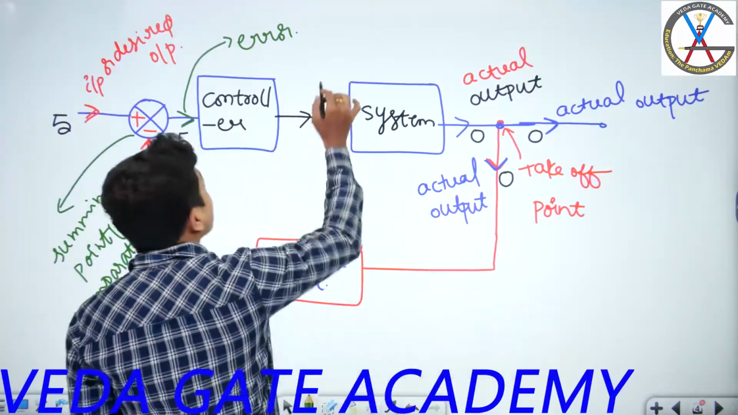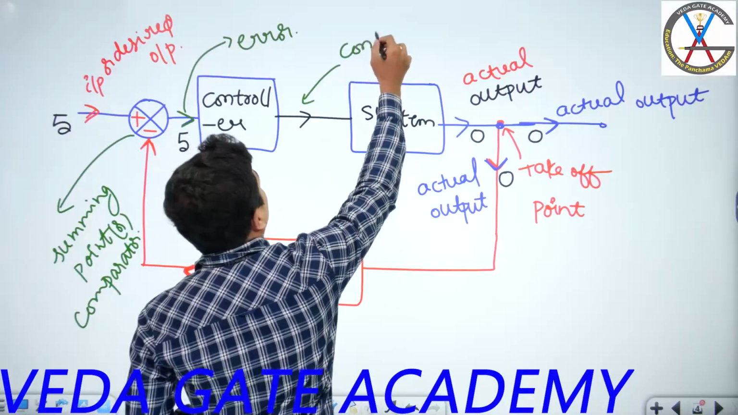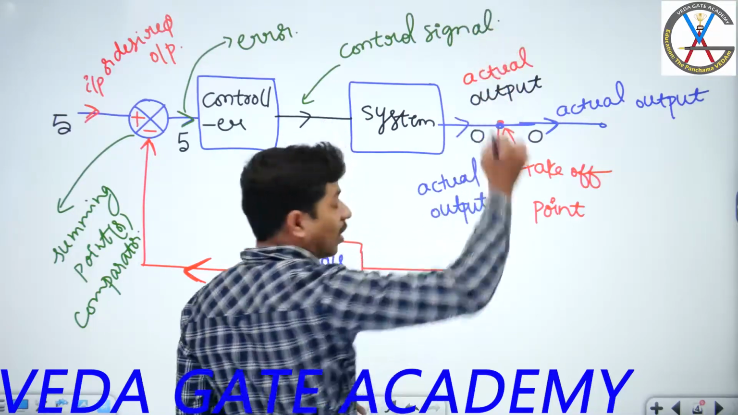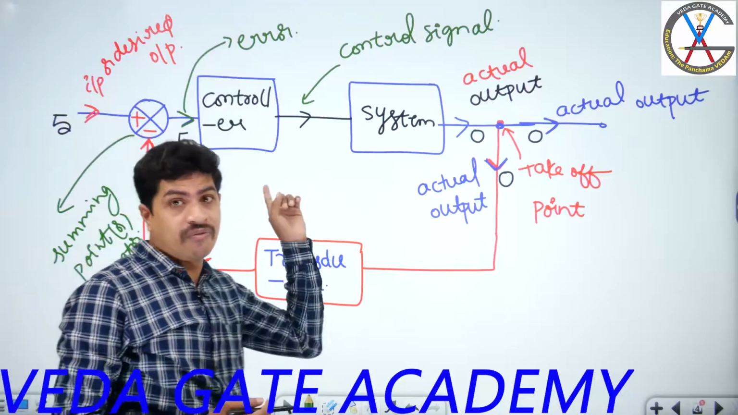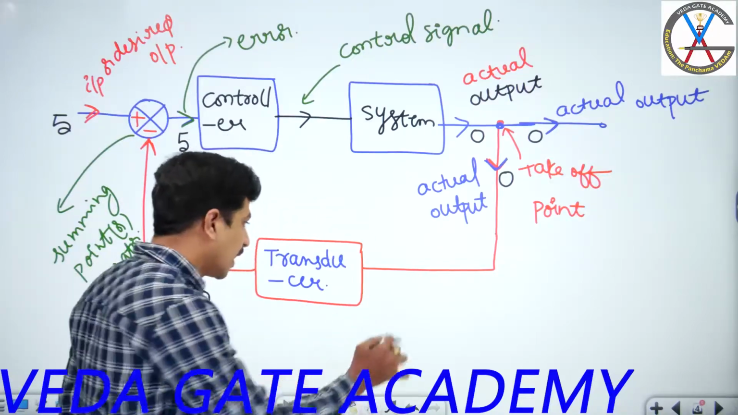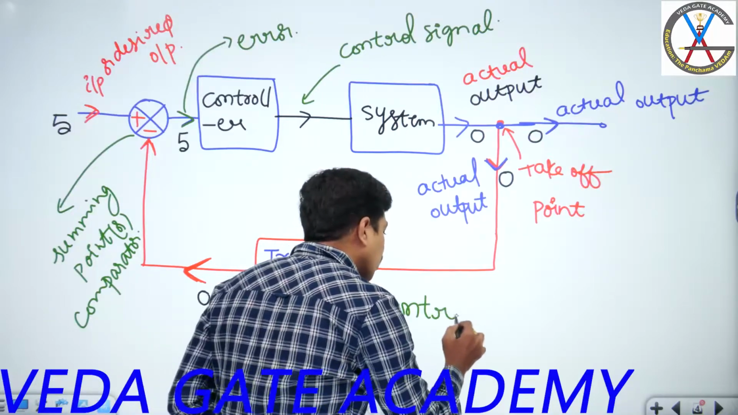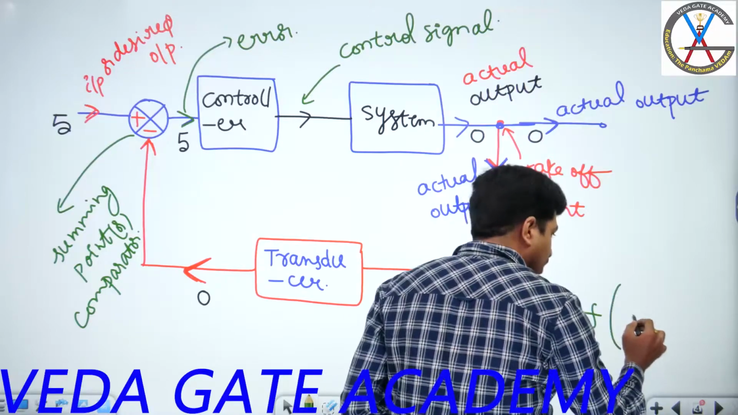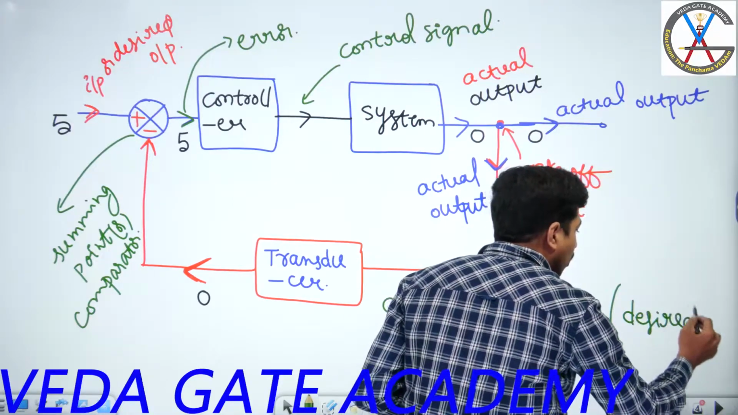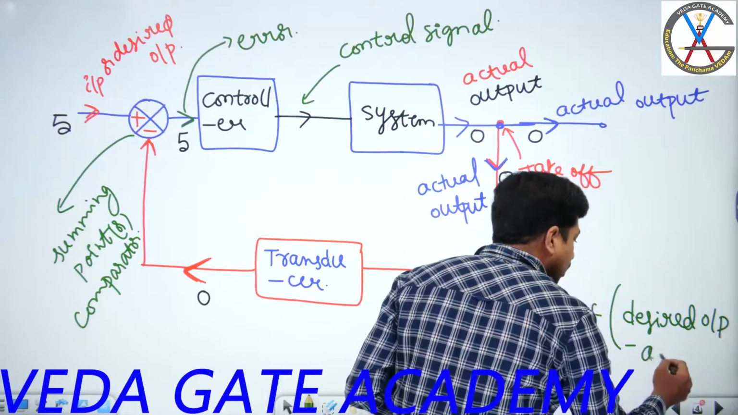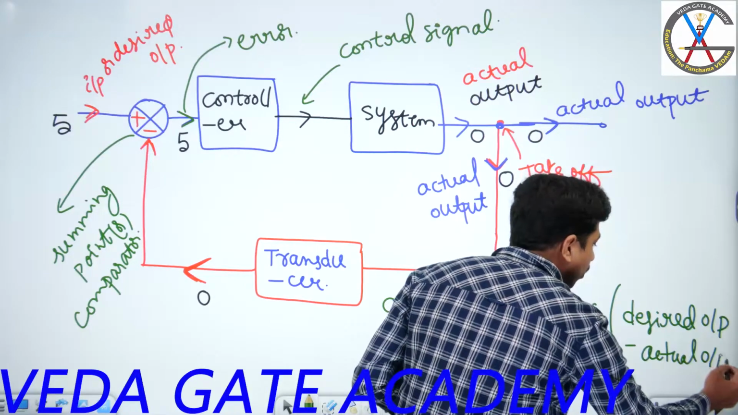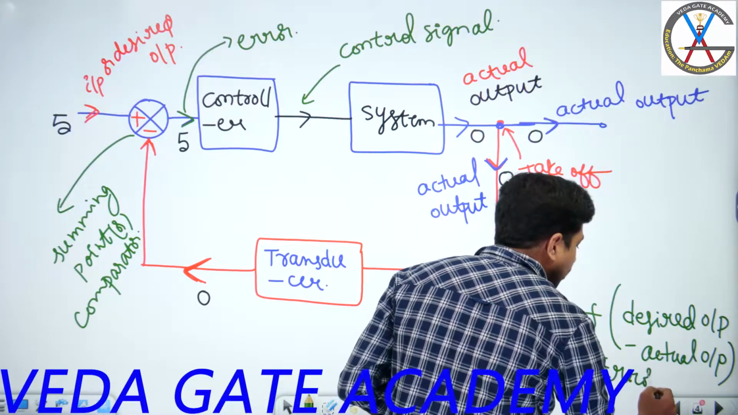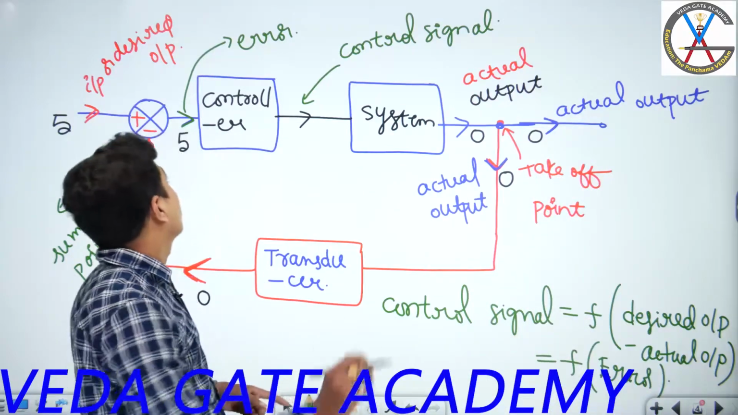Now this control signal, let me write here. This is called what? Control signal. Control signal magnitude depends on 5, not on input. Here I am writing a very important thing. Control signal is a function of desired output minus actual output, or simply I call it a function of error. It is a function of error. That is called error.